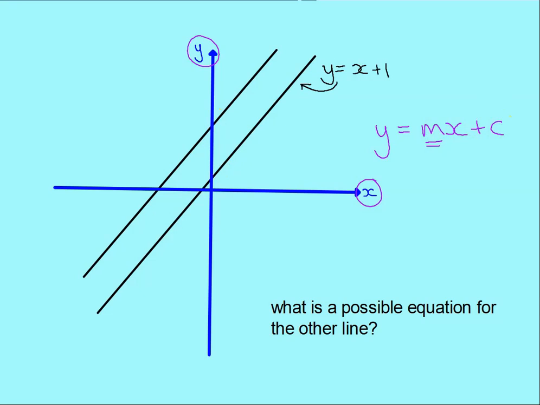So over the next slides and the exercise today, I'm going to give you a line. For example, this one here is y equals x plus 1. And what is a possible equation? Look at the words, possible equation for the other line. Now, when I look at the other line, I think, well, it's definitely got a different y-intercept, so this must be 1. So let's have a think.